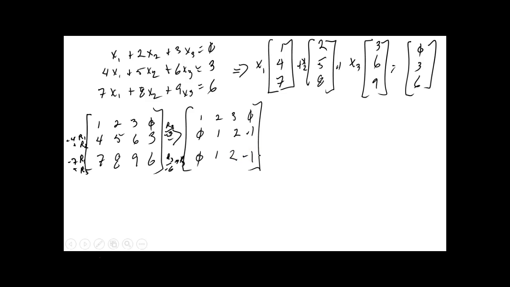Anything pop into your head right now? Yeah, these two rows are identical, aren't they? So that means you can eliminate this by multiplying this row by negative 1 and adding to that row, and you'll get 0, 0.